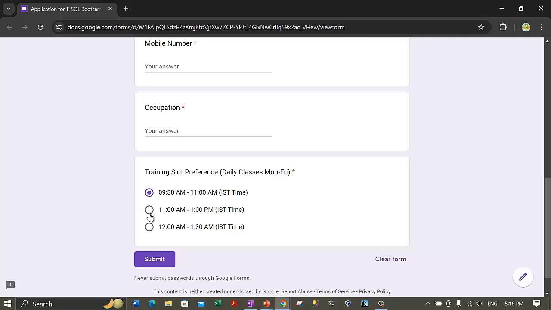So you may select your batch preference, like what time would you prefer for the batch? Do you want to join the 9:30 to 11 a.m. batch, or if you want to join the 11 a.m. to 1 p.m. batch? You can select your batch accordingly, and you need to submit the form.